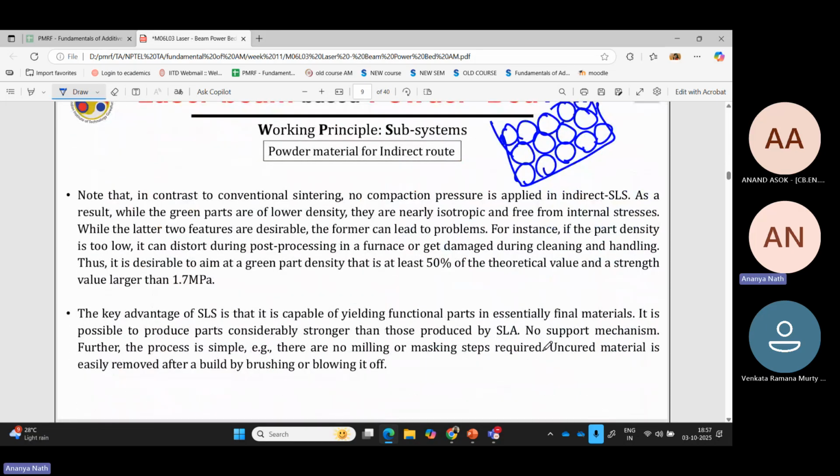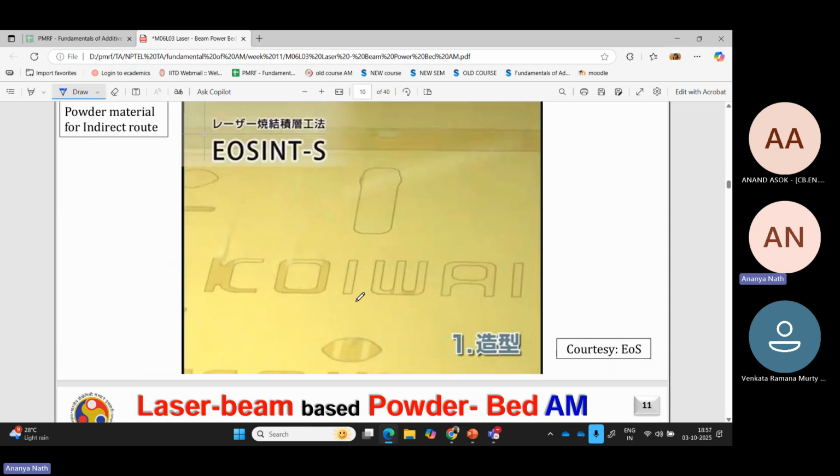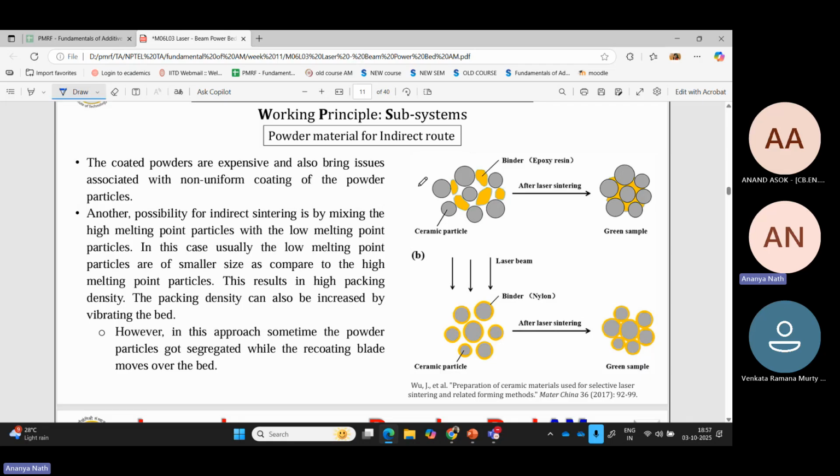So it's the description of the subsystems, how it works. It's the EOS INT, the EOS machine, how you can print. There is a powder video, I believe. Then powder material for the indirect route. So this is the binder.